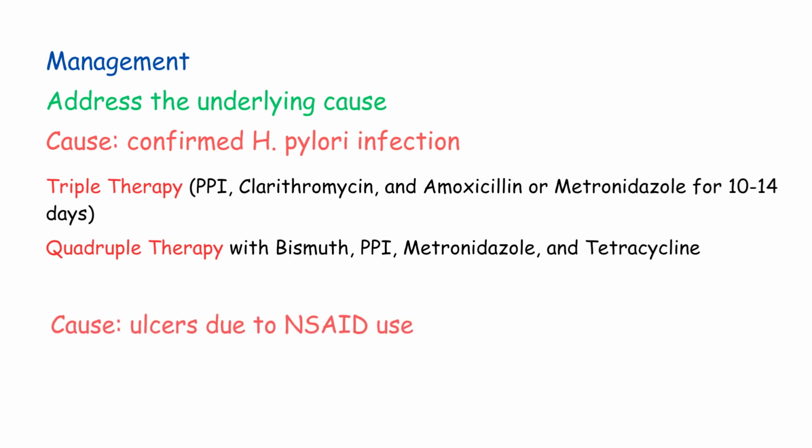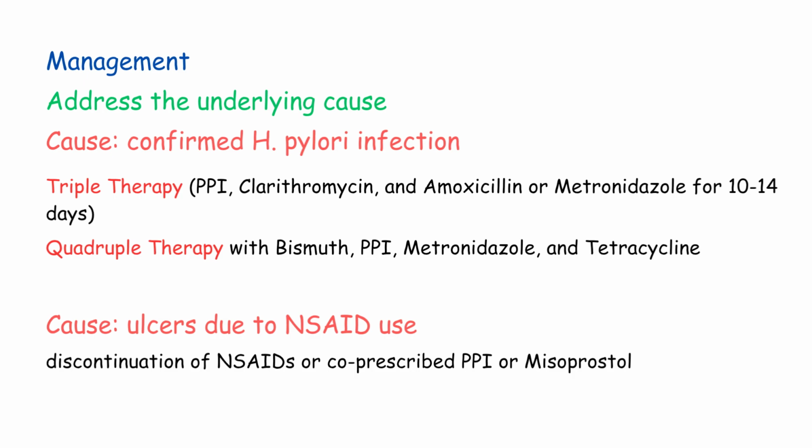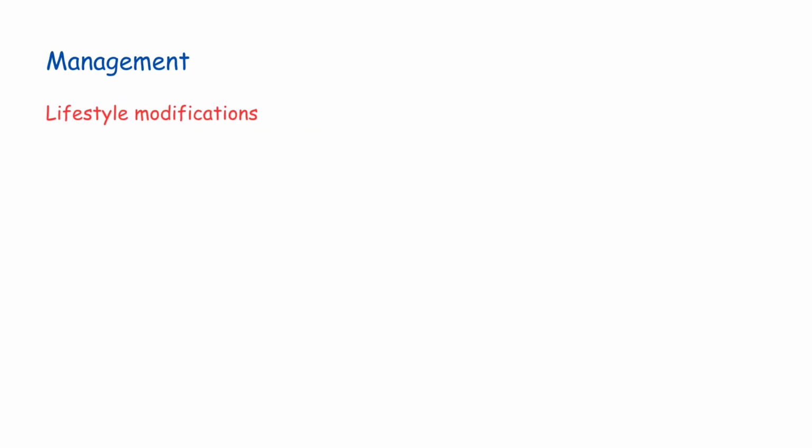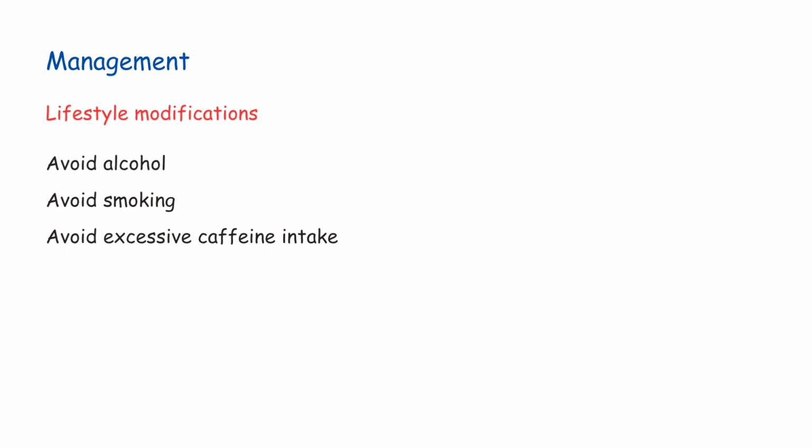For patients who develop ulcers due to NSAID use, discontinuation of NSAIDs is ideal. If stopping NSAIDs isn't possible, co-prescription of a PPI or misoprostol is recommended to reduce gastric injury. Lifestyle modifications play an important role in PUD management. Patients should avoid alcohol, smoking, and excessive caffeine intake while adopting a balanced diet rich in fiber and probiotics.